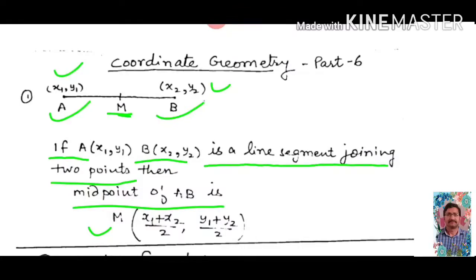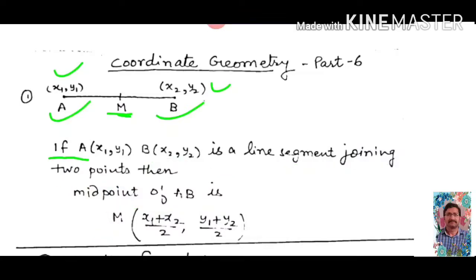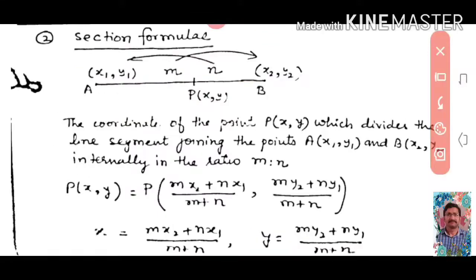So it is very simple: you add x1 and x2 and divide by 2, and you add y1 and y2 and divide by 2. You will get the midpoint. Very simple. Next is the section formula.